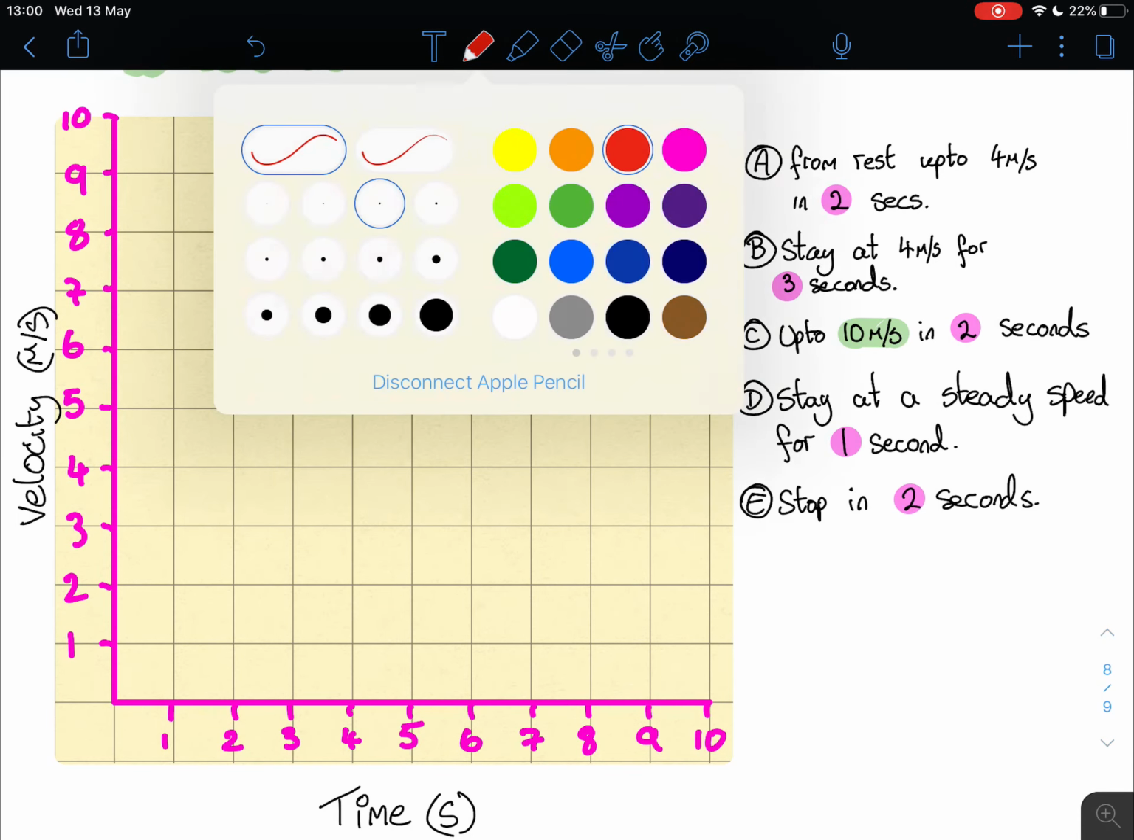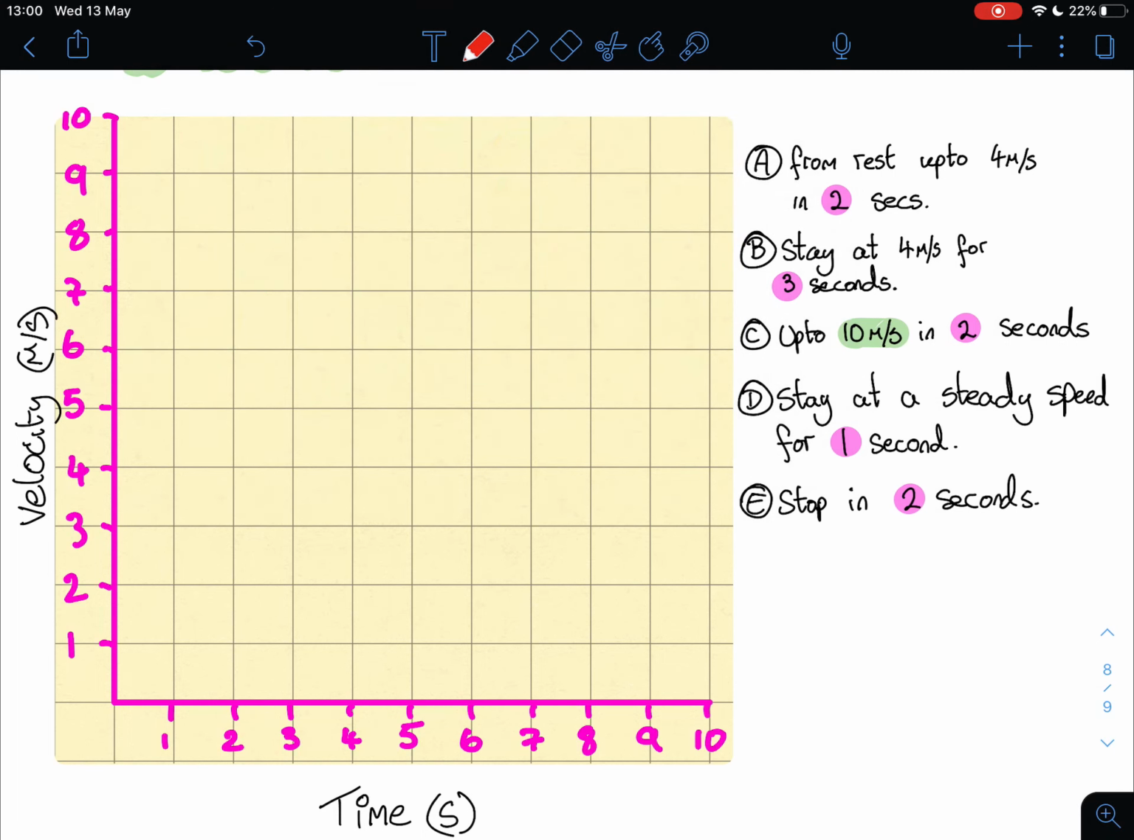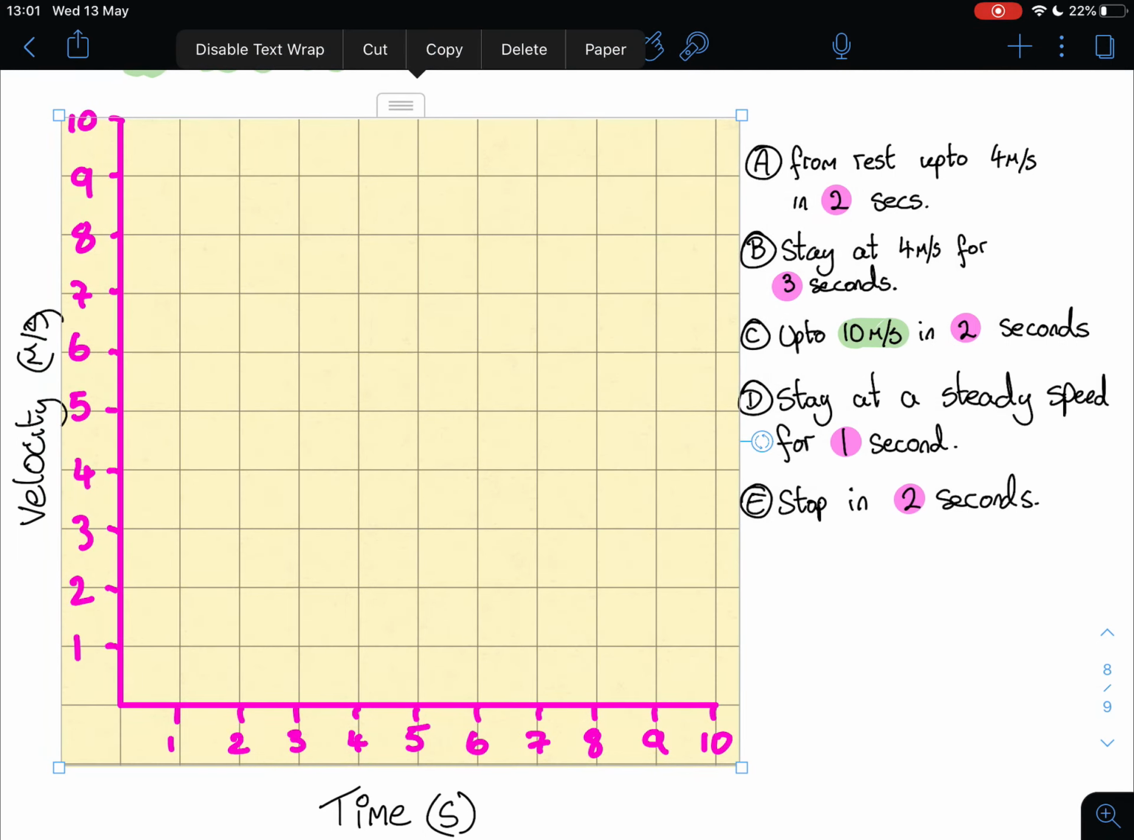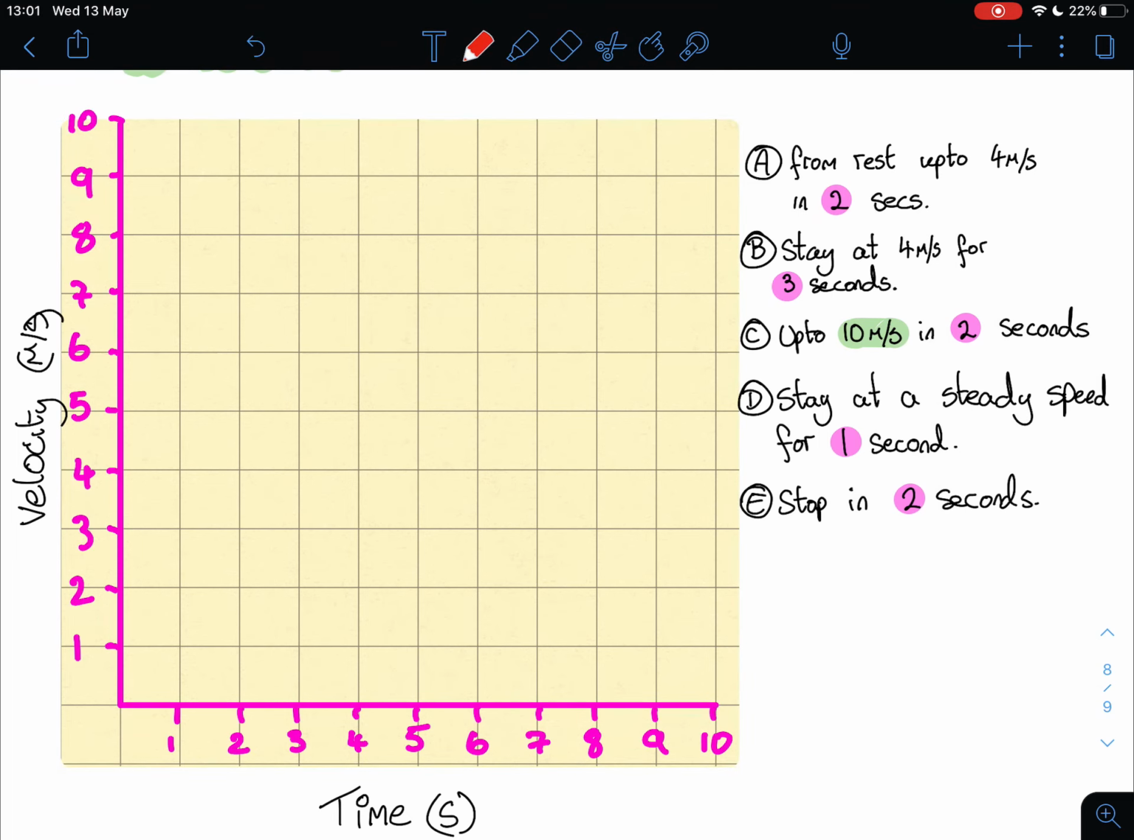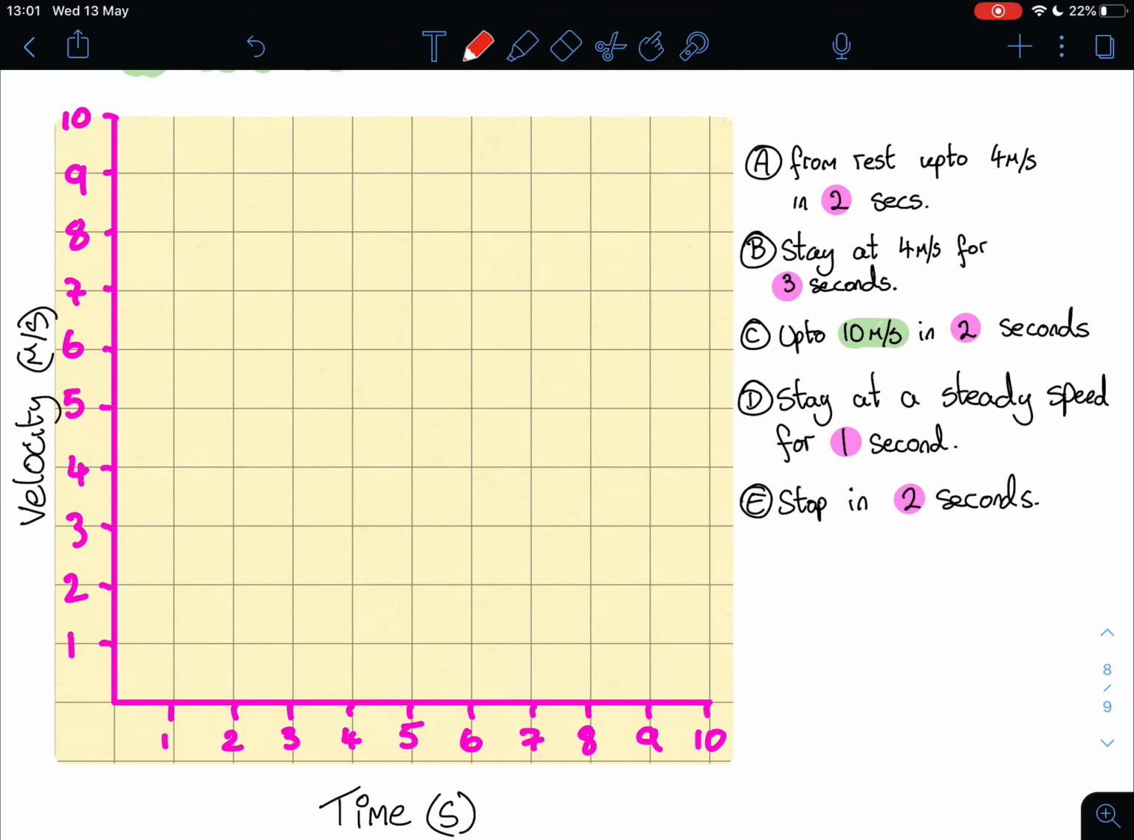I'm going to go back to red, put a chunkier pen. So we go from rest up to 4 meters per second in 2 seconds. Let's try that again. So it will be there. Same thing, I'm going to join it up. I'm going to make sure I write on the outside. There's a very important reason for that, and I'll show you later. Next, I'm going to stay at 4 for 3 seconds. So I'm going to go 3 seconds across. I'm going to put my line, and I'm going to put B.